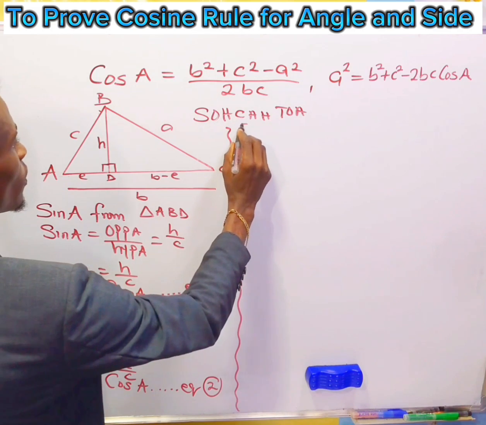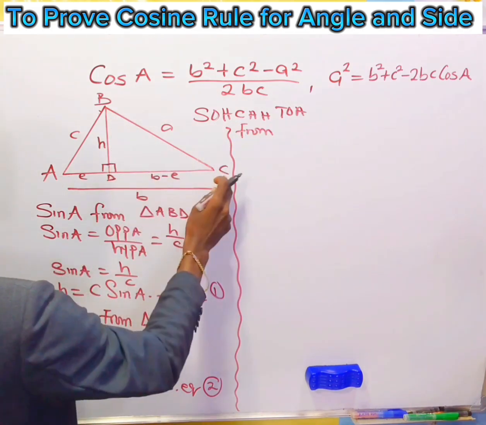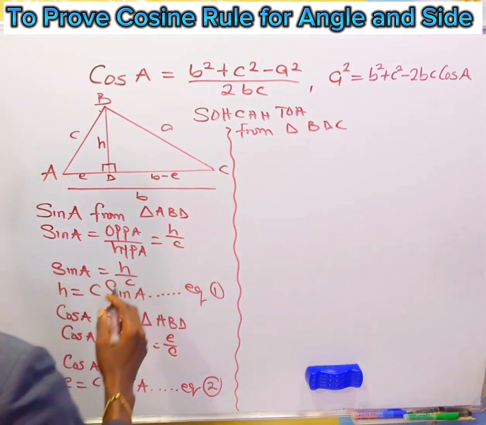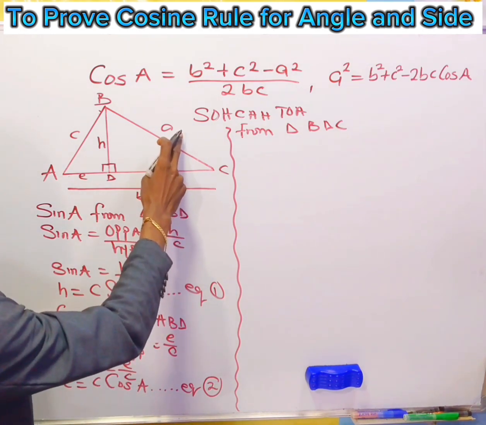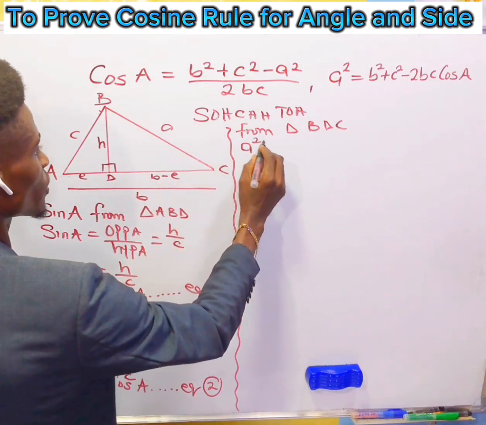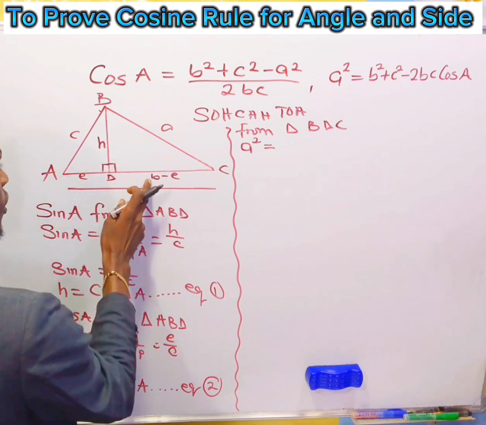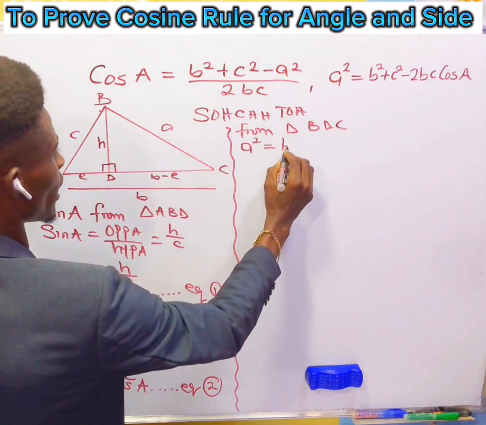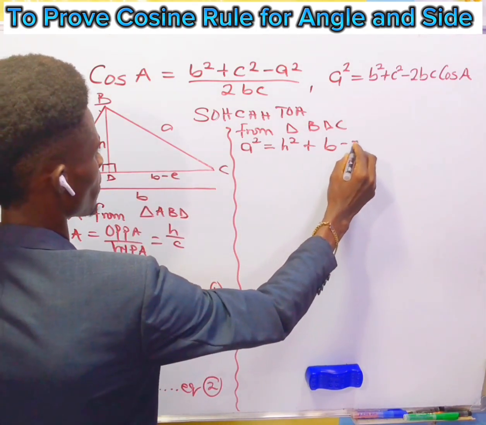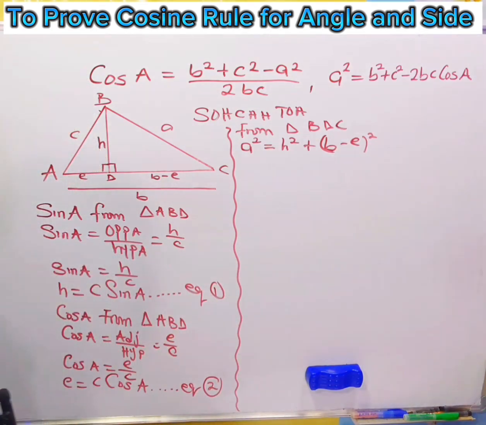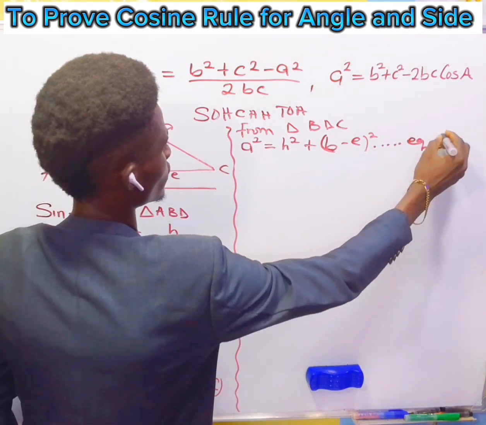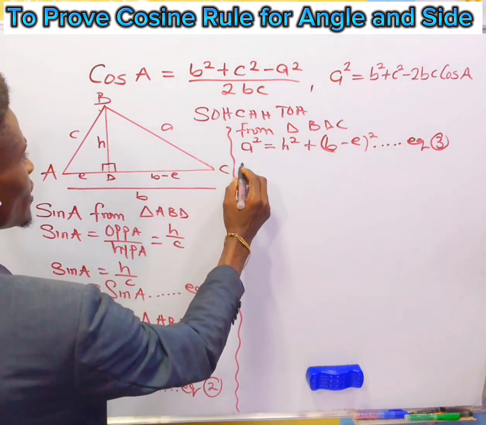Now, from triangle BDC, let's find the hypotenuse A, which is side A. So side A, using Pythagoras theorem, will be a² equal to the square of this plus the square of this, which is h² plus the square of the adjacent, which is (b − e)². Let's call this equation 3.